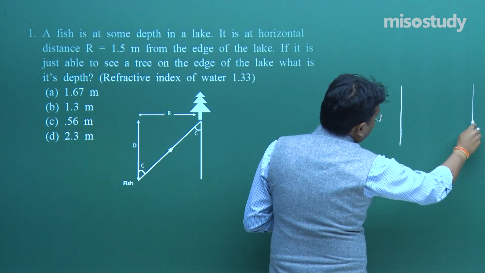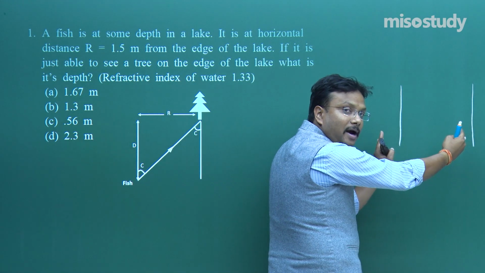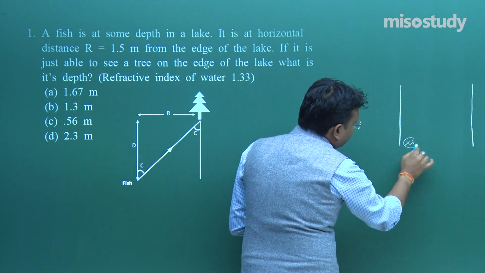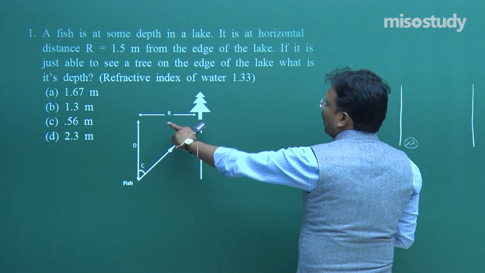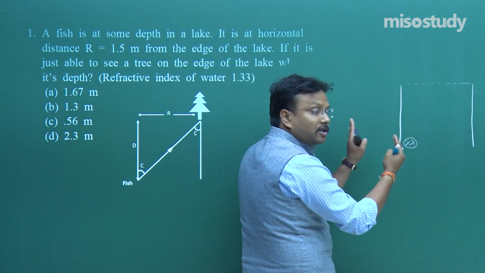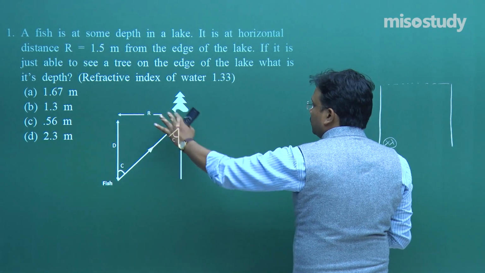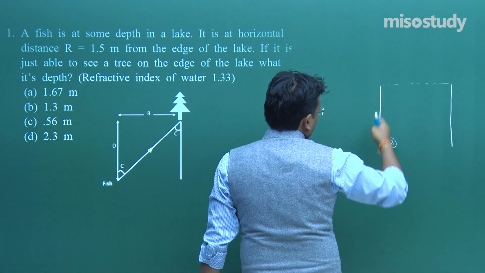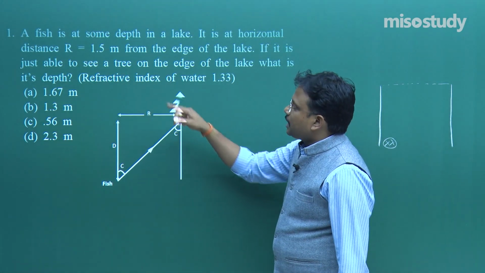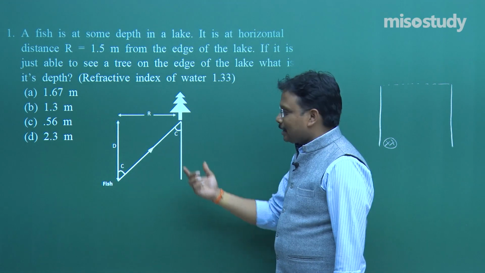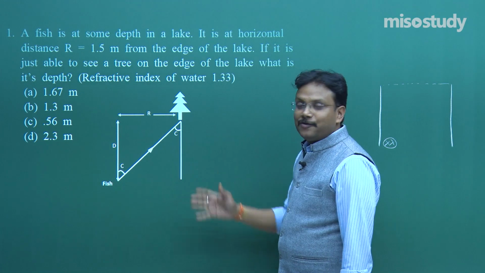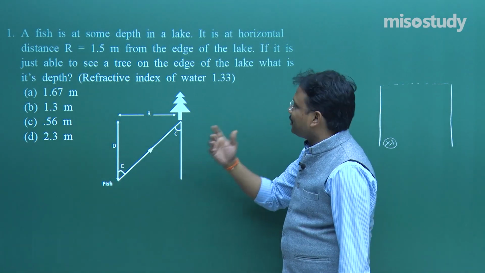Let's say this is the width of the lake. The fish may be anywhere, let's say at this point. This distance r is this horizontal distance, you can say the entire width of the lake. Here only the rays are visible, that's why I thought to give you the idea of the walls of the lake. Now the fish is just able to see a tree on the edge. Here the fish is performing an experiment of ray optics, so whatever the fish is observing, we are trying to discuss that.